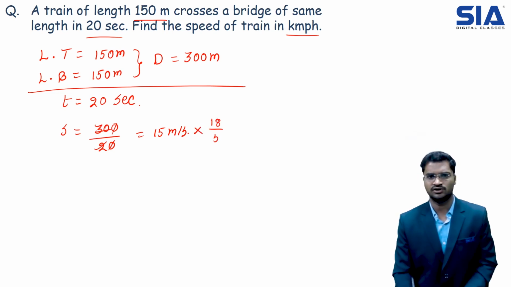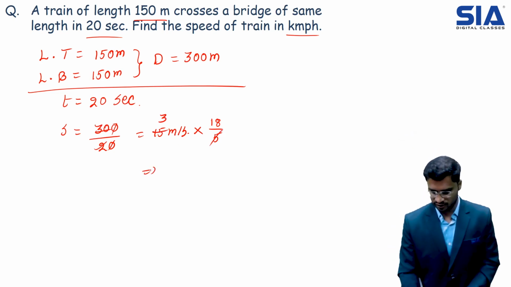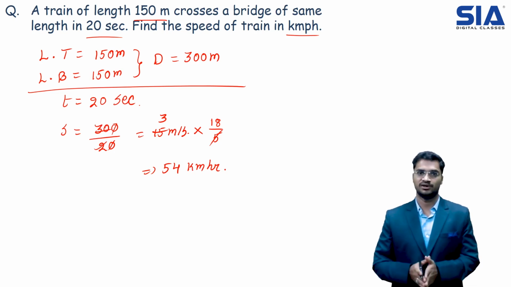18 by 5, because I am going to a bigger value. So 5 ones are 5, 5 threes are 15, so 18 threes are 54. So our speed is 54 kilometers per hour. So the speed of that particular train is 54 kilometers per hour.